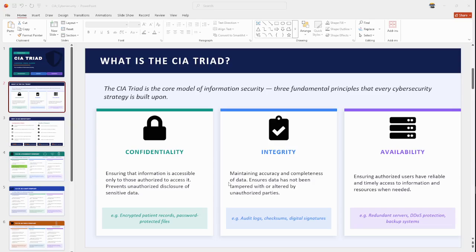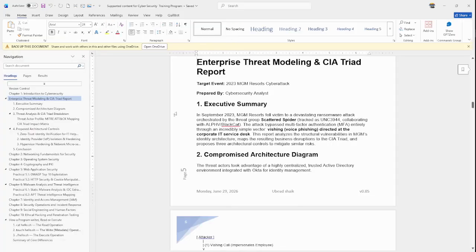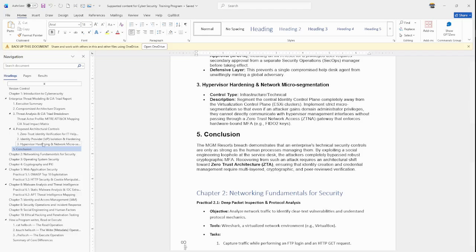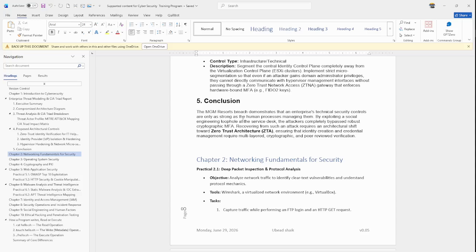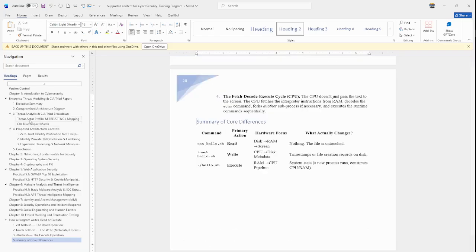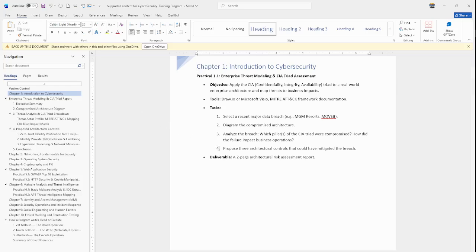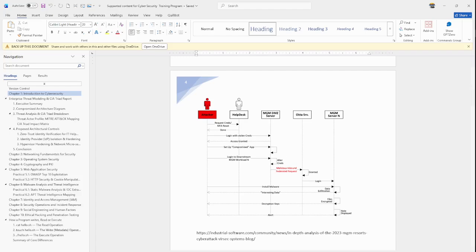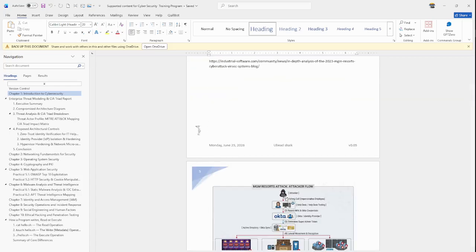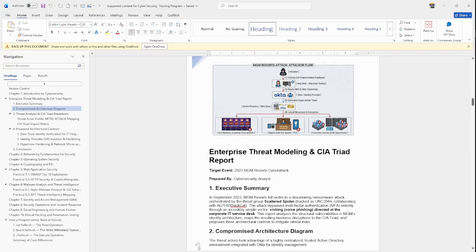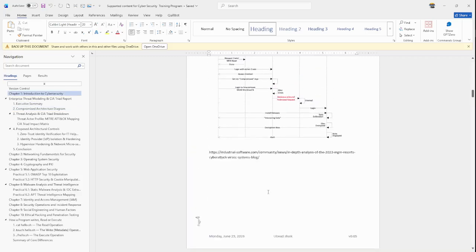So let me give you one use case. There is the MGM breach which happened in 2023. I will open up that document. So this is a threat. What happened here? MGM is a resort company, and they were compromised.